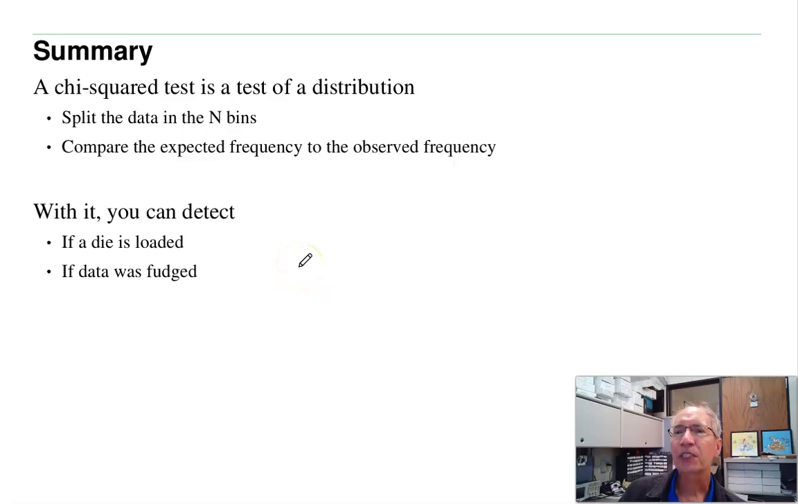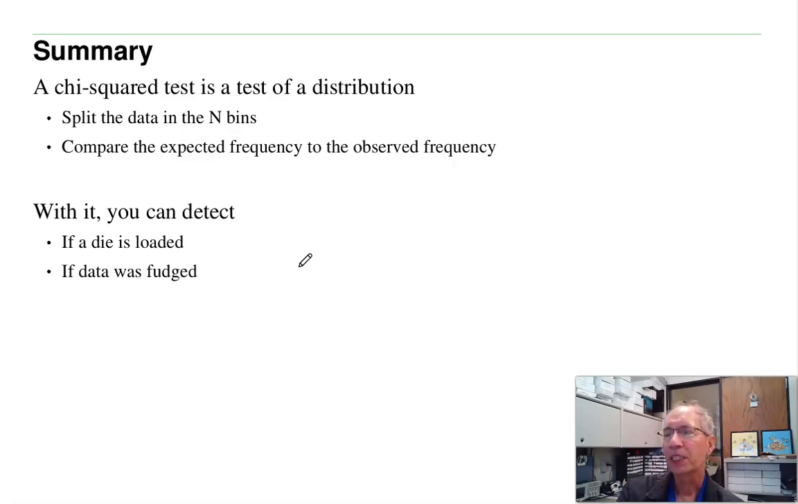So that's a chi-square test. A chi-square test is a test of a distribution. The procedure is to split the data into m bins, and calculate the expected frequency compared to the observed frequency. Take the difference squared, divide by expected frequency, that's the chi-squared score. Then convert the chi-squared score to a probability using a chi-squared table.